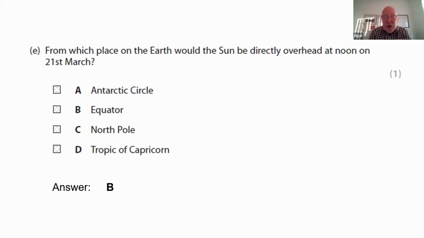Right. From which place on Earth would the sun be directly overhead at noon on the 21st of March? So the 21st of March, let's have a think about that, is the beginning of spring. So the sun is moving from the southern hemisphere to the northern hemisphere, and the answer is the equator, B. There we go.